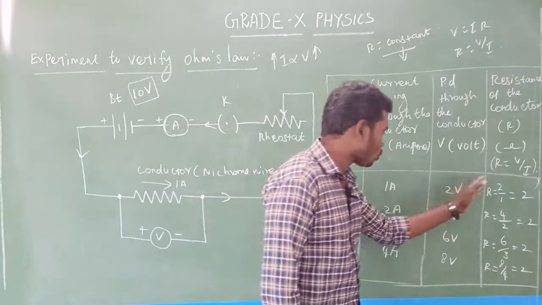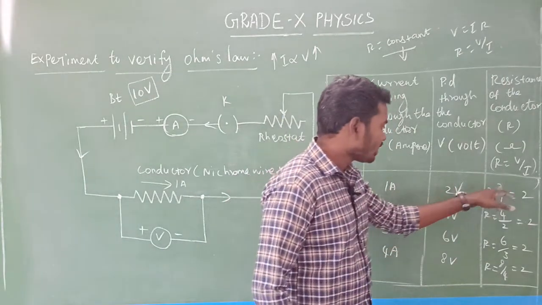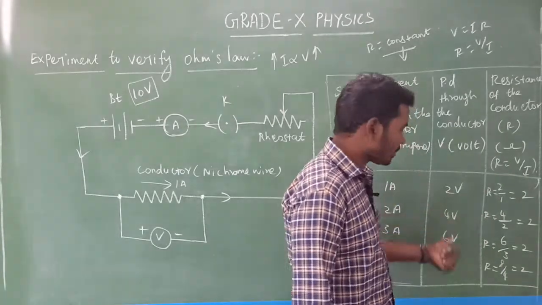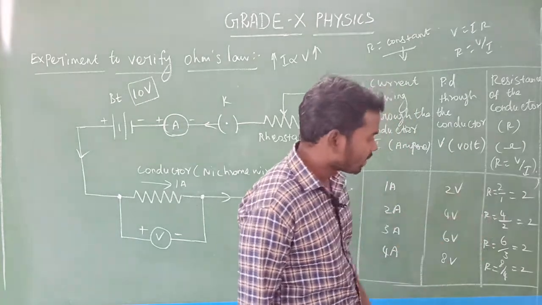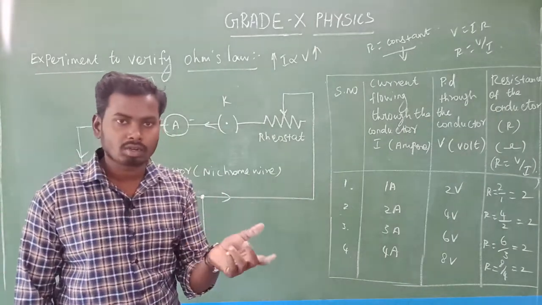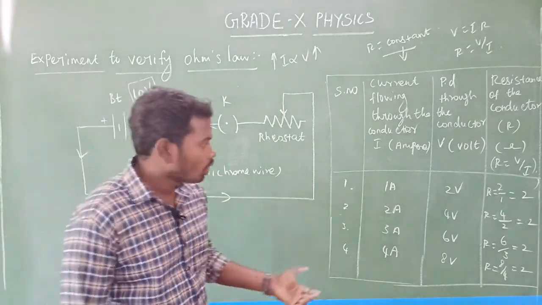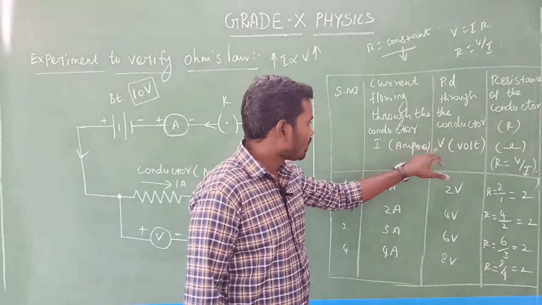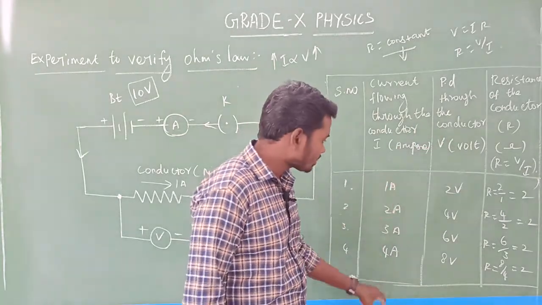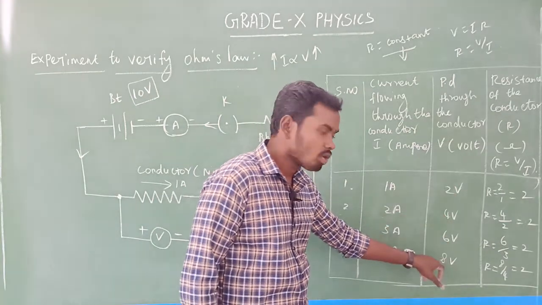Okay, so look at here, whatever the potential difference and current, the resistance value is common, that is 2 ohms for all the measurements. Okay, why? Because here resistance is constant. Already we know according to Ohm's law, resistance is constant, which means R is constant. So look at here, whenever the current value increases, correspondingly the potential difference value also increases.